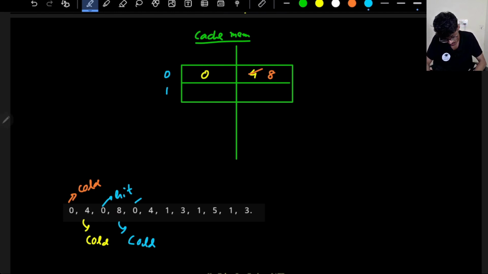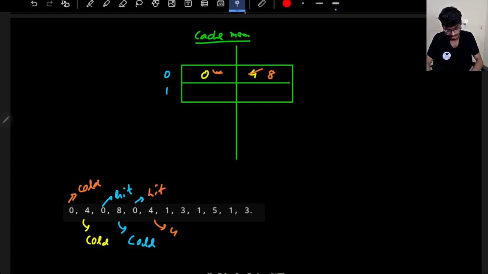Now again I am calling 0. 0 is a hit because 0 is already present. Okay, again I am calling 4. Now what is the least recently used? 8 is the least recently used. So again I have to replace 8 with 4.